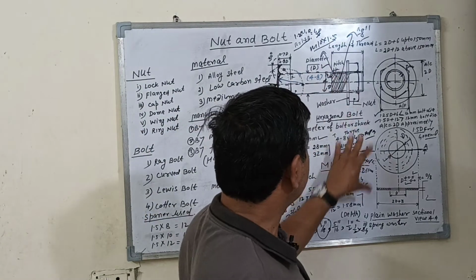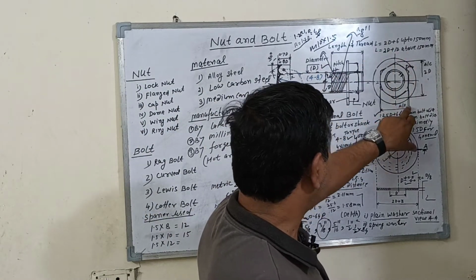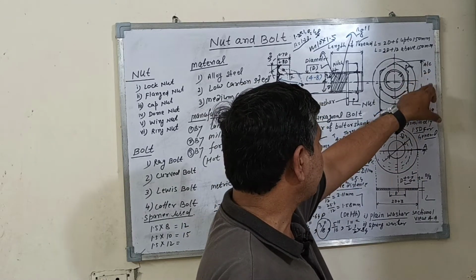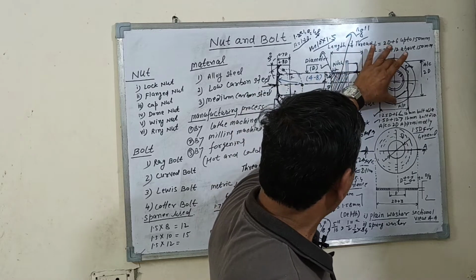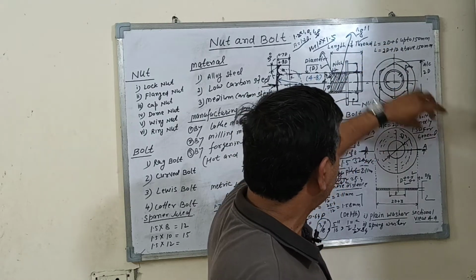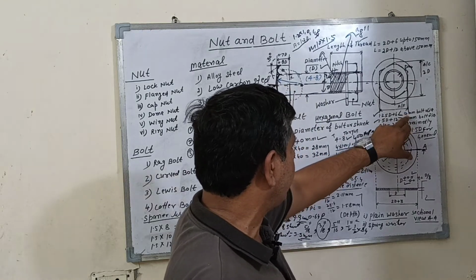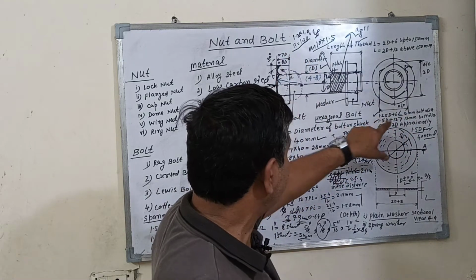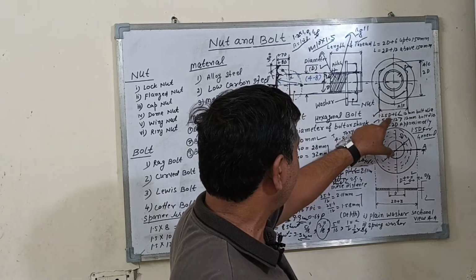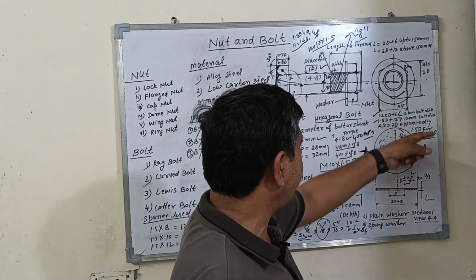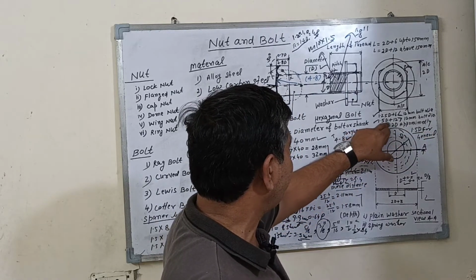This is the AF. AF means across the flat. AC means across the corners. The cross section area, corner to corner, you will take 2D, and flat to flat. For diameter less than 12, you will take this dimension 1.25D plus 6. For more than 12 mm diameter, you will take 1.5D plus 12.